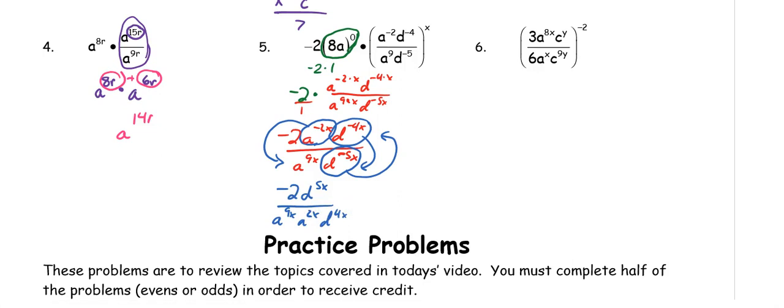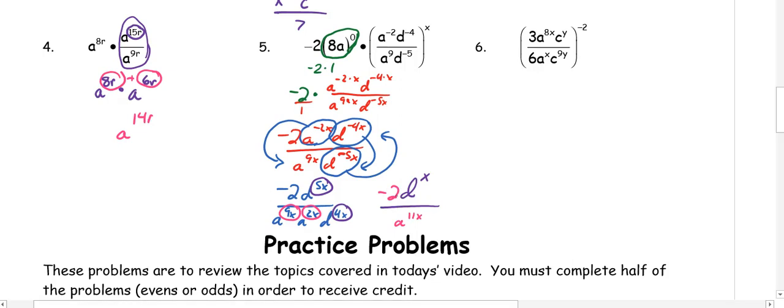So our d's, because they're in different parts of the fraction, are going to subtract. 5 minus 4 gets us d to the x. And the a's are in the same part of the fraction, so we're going to add those together. So 9x plus 2x gets us 11x. And we still have that negative 2 in the numerator.